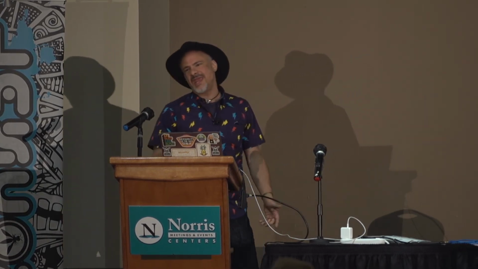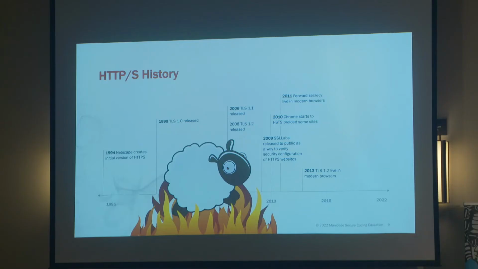2011, forward secrecy goes live. And again, this is anti-spying kind of transport security. 2013, TLS 1.2, it's complicated, like your relationship status. It's live in modern browsers. It's live everywhere and very quickly becomes the more prominent protocol. 2015, Let's Encrypt shows up and getting a good, well-managed TLS cert becomes free for everybody. And by 2016, half of the web is HTTPS.